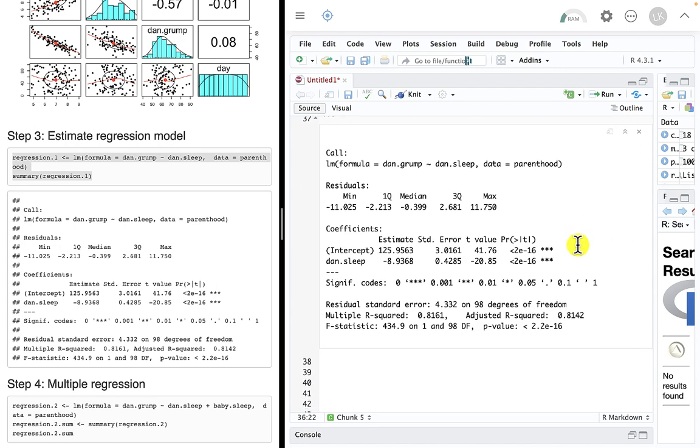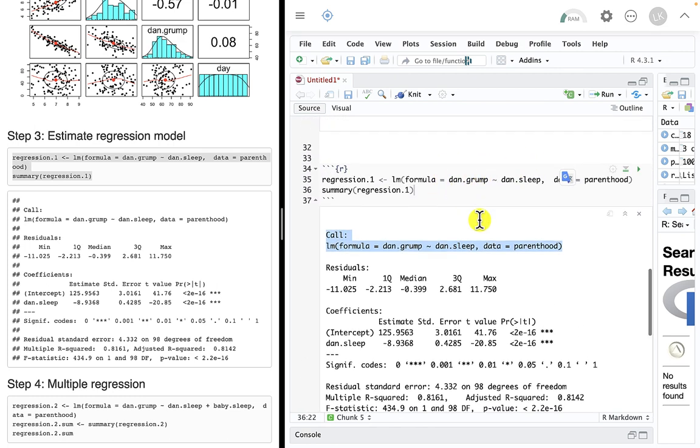Now, there are a few things I really like about the way R puts this out, and a few things where I think, well, why did they do it that way? That's weird, because many other packages do it a little differently. But that's okay. We're just going to talk through each bit of this so you have an idea of what's going on. The first thing it gives you here is called the call. This is the command that you ran. So, in other words, formula is dan.grump as a function of dan.sleep, data is parenthood. It's basically what we typed up here.